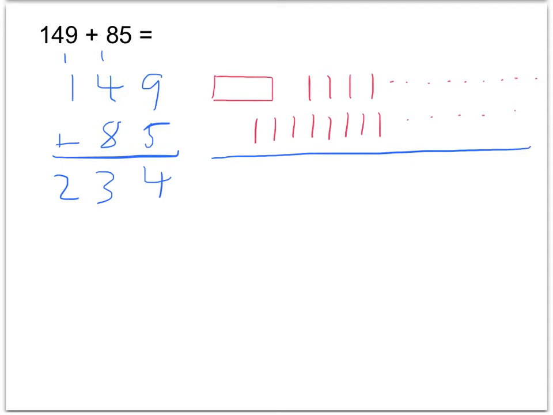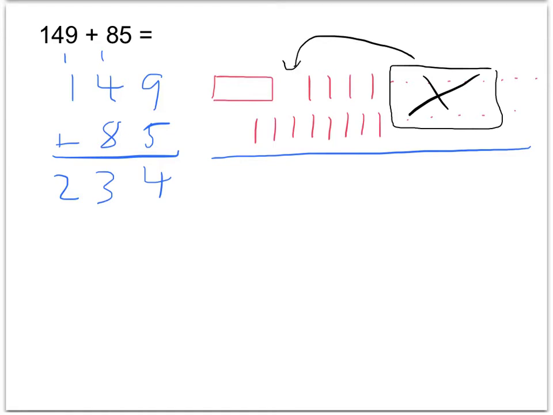Well, let's start off by combining the individual objects, the dots there. We see that we've got 9 here and 5 there, so that's 14. Let's bundle 10 of those together, and we're going to have 4 left. Let's circle these 10 right there. Now we're going to cross those off, and move this over here to have another bundle of 10.